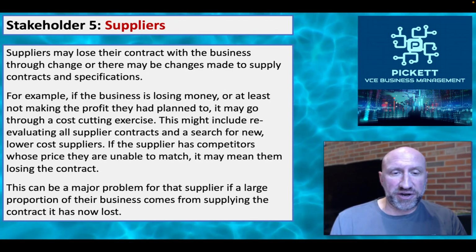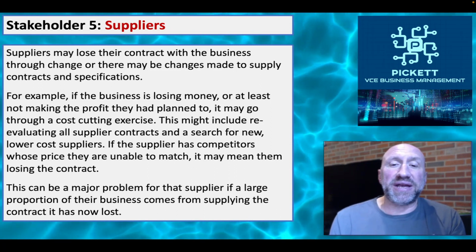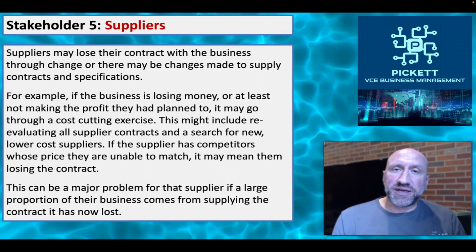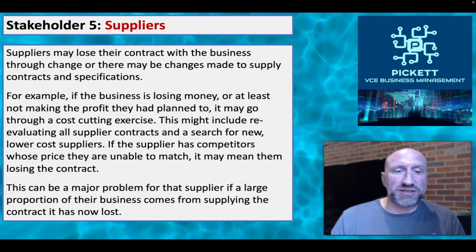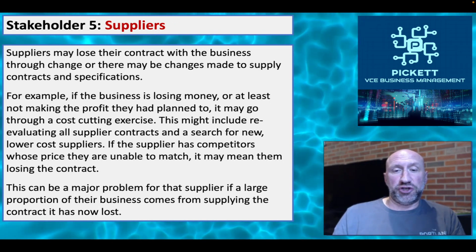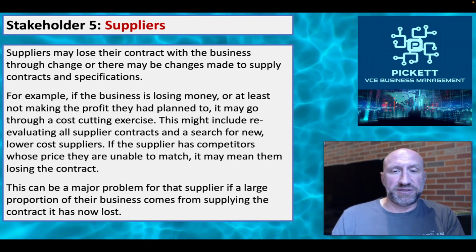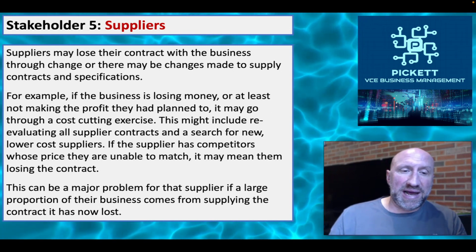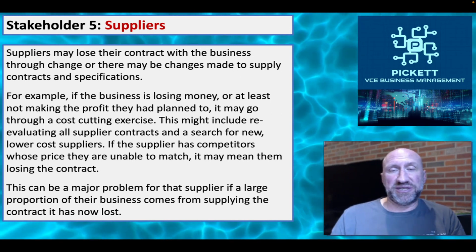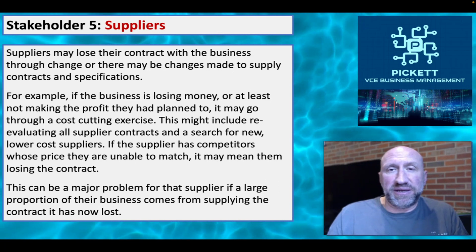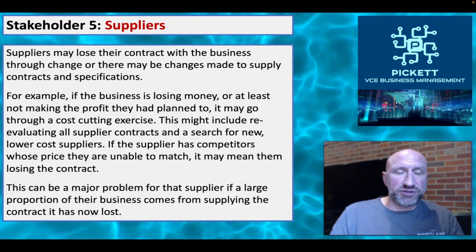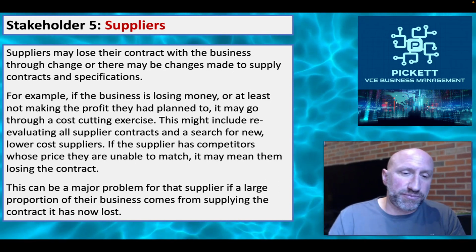We've seen cost-cutting already now. So that might include reevaluating all of their supply contracts and maybe searching for new lower cost suppliers. So if the supplier has competitors whose price they're unable to match, it might mean that they lose the contract, okay, which obviously has a big negative impact on that supplier.